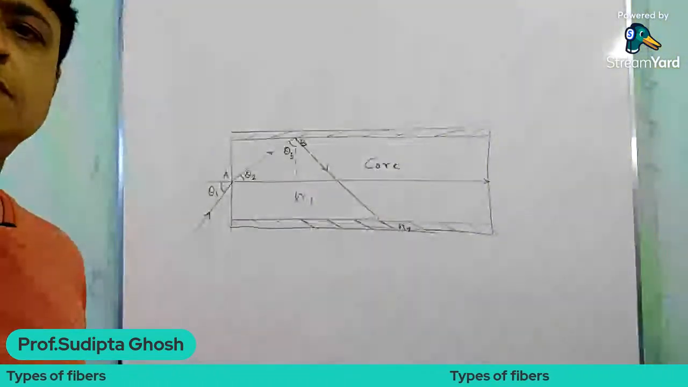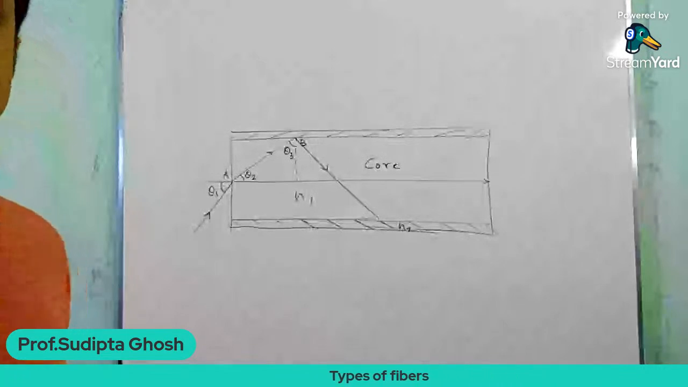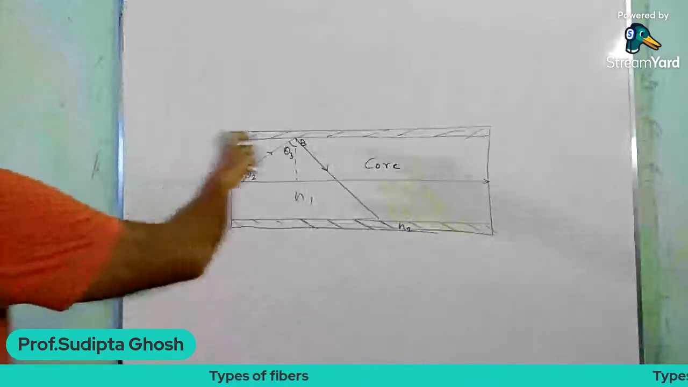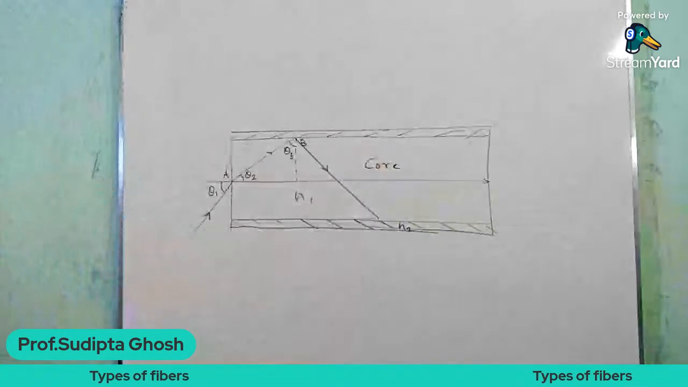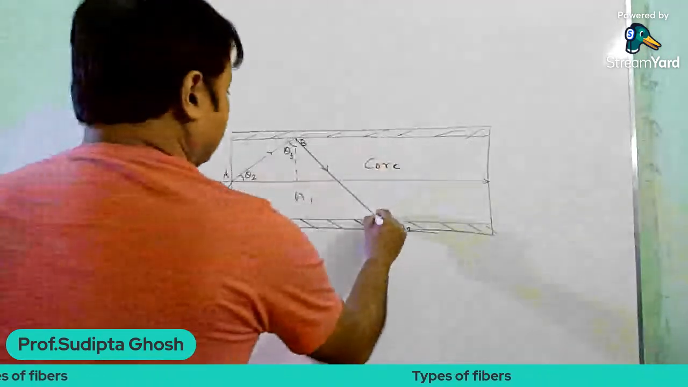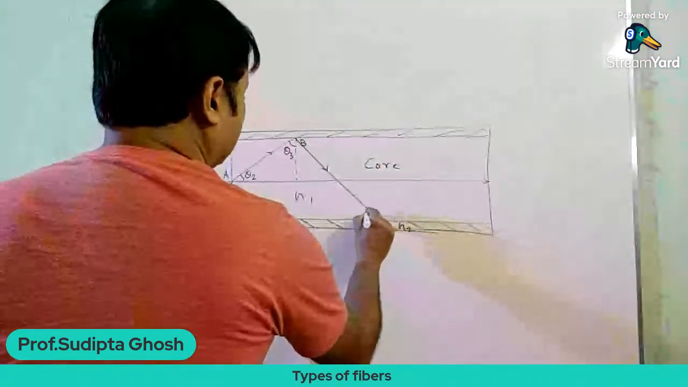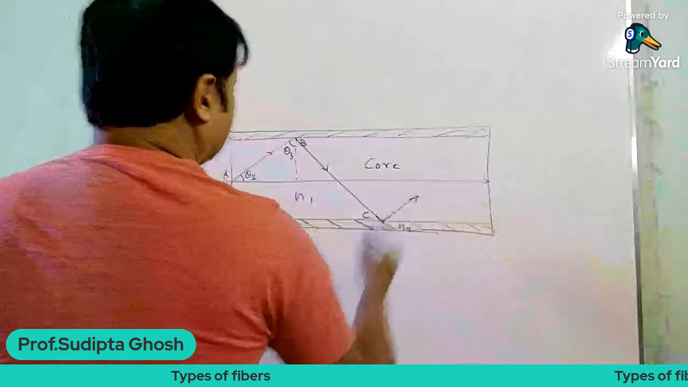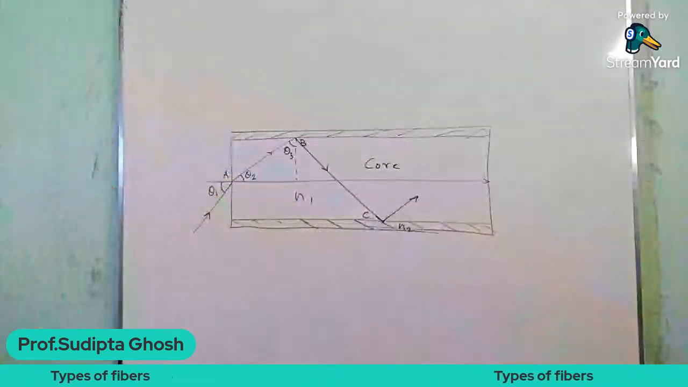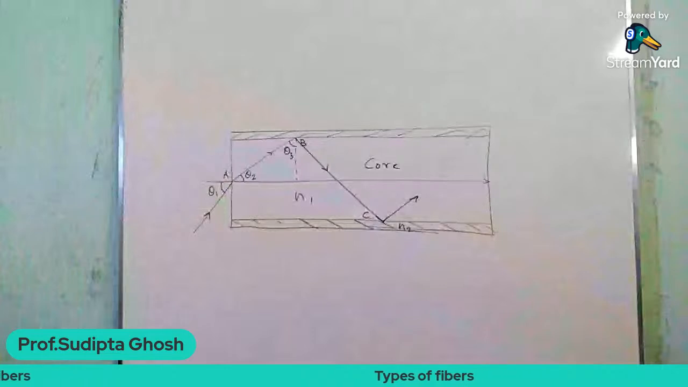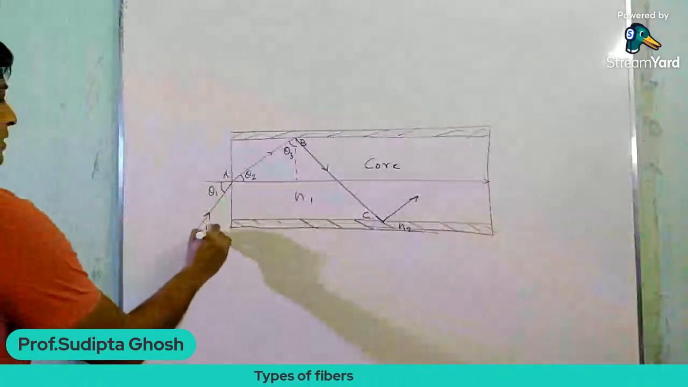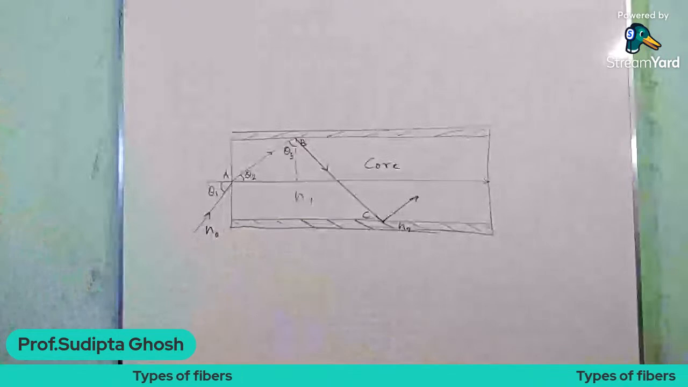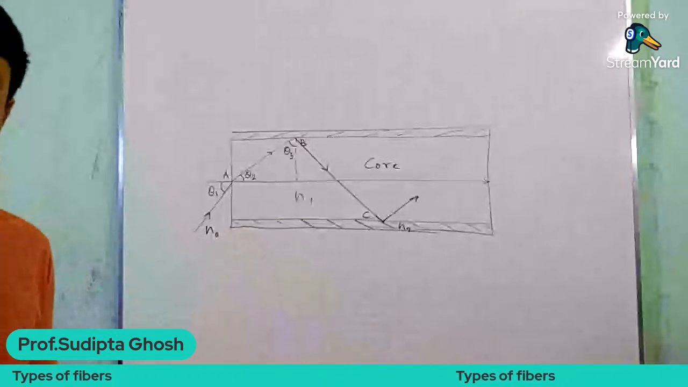This part is the core part. This one is the core part of the fiber, and a ray actually enters here. Then if this is the point C, this is the path of the ray, and outside the optical fiber the refractive index is N0.